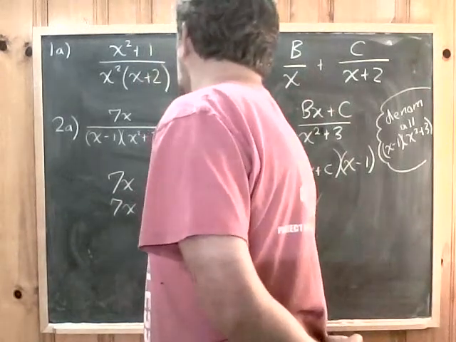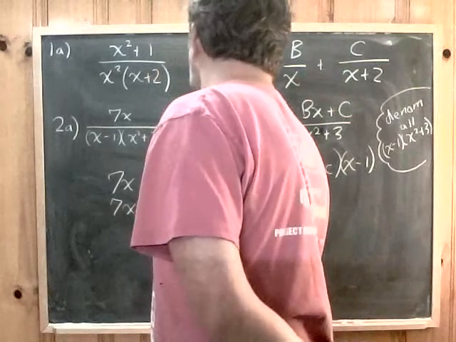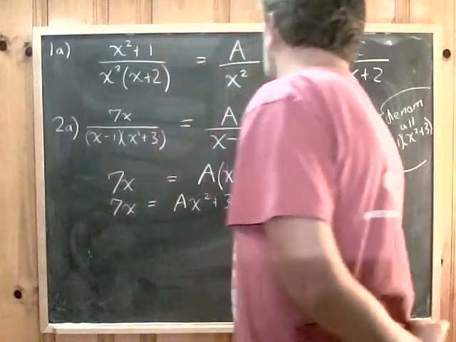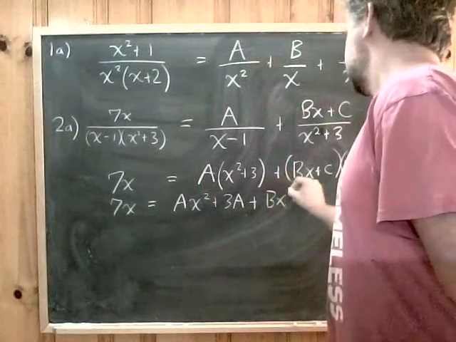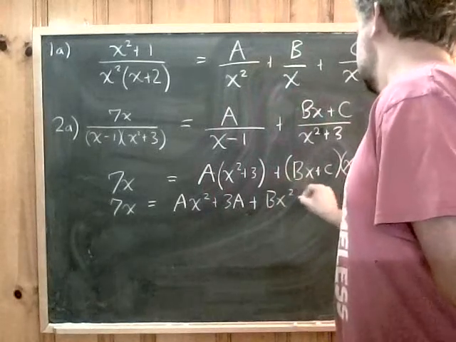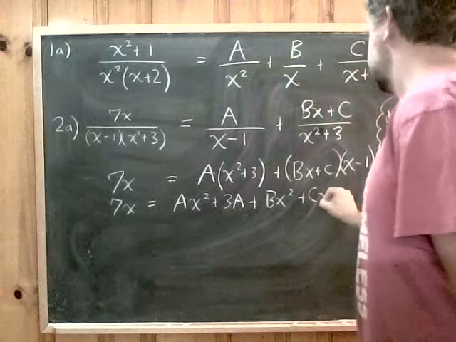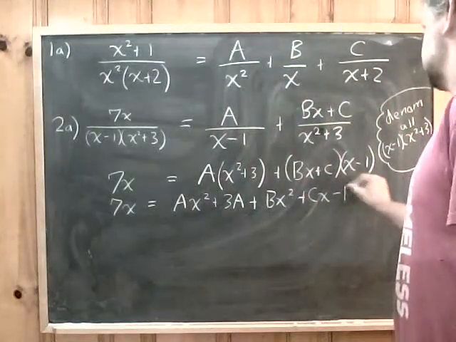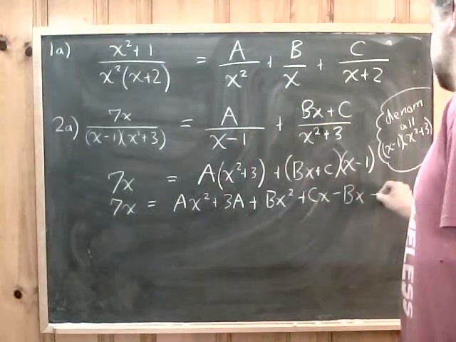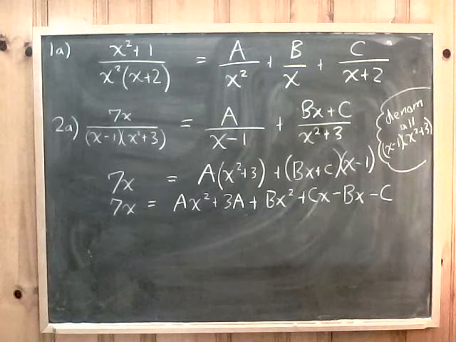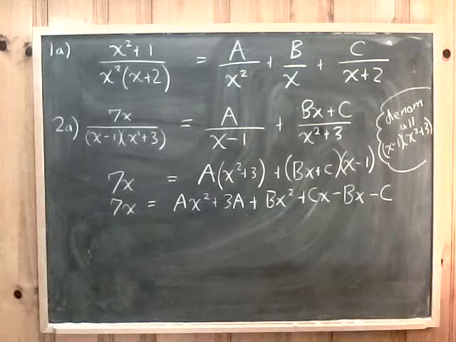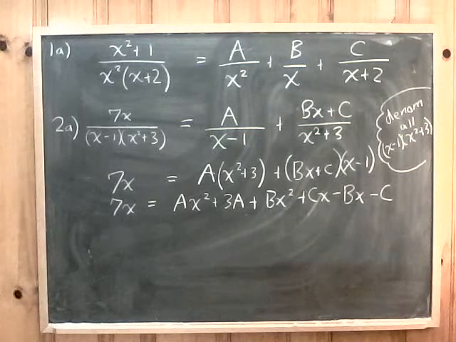So I need to multiply through. I have x squared plus 3a, and then I need to FOIL this one. I have bx squared plus cx minus bx and minus c. Check that FOIL work. Plus cx minus bx minus c. I need to collect all the like terms.